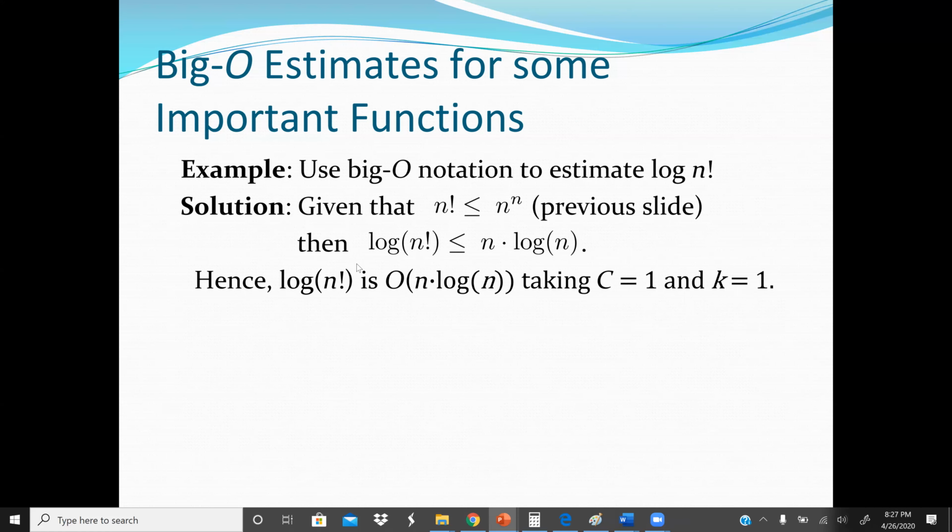So we use the big O notation again to estimate the log of n factorial. Now here we are dealing with n log n. We know that n factorial is less than or equal to n to the power n from the previous slide. Then log n factorial will give us, since we have n to the power n, and we use the log property, n times log n. So log n factorial is big O of n times log n, taking c equal to 1 and k equal to 1. Again, here we are using the log property: n to the power n, so the power will come to the front, n times log n.